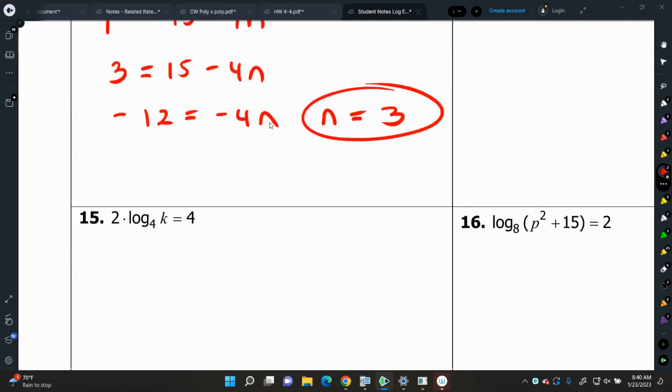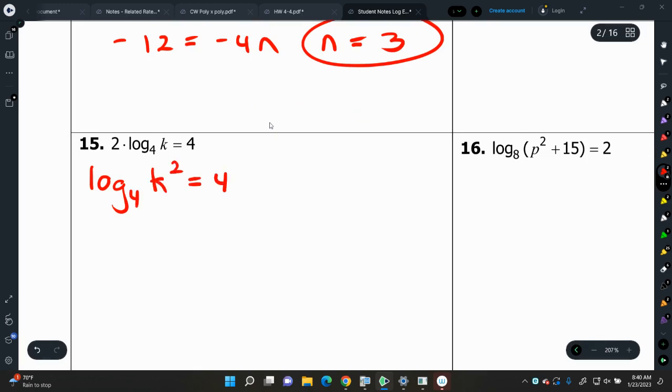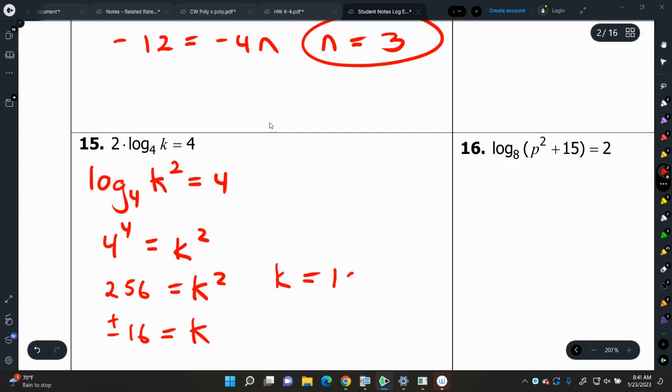So they're not all exactly the same, so you do have to use a little bit of your thinking. Okay, here we're going to do log base 4 of k squared equals 4. So that means 4 to the 4th equals k squared. 4 to the 4th is 256. Square root of both sides, plus or minus 16. We can't use negative, so k equals 16.